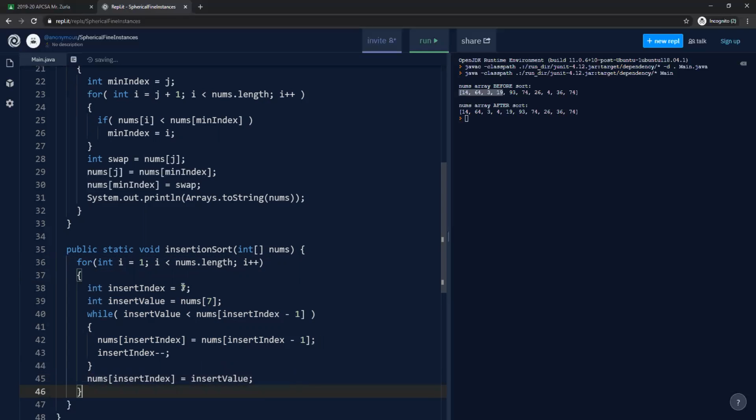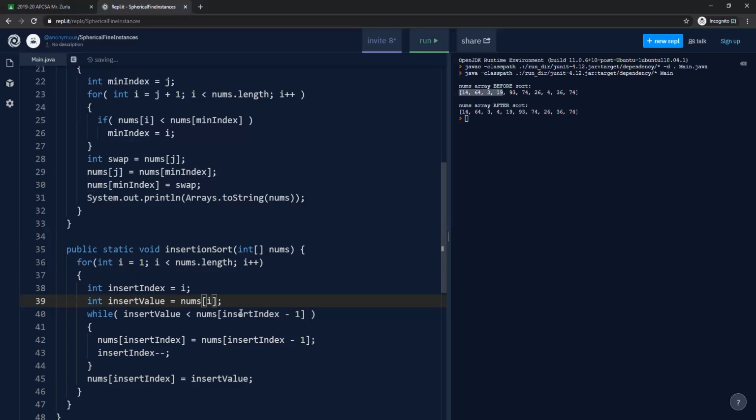Now, this number here is going to be index I, okay? So there's no more arbitrary, random 7. First time up, that's index 1. It's going to look to the left, see index 0, maybe pull off a swap, maybe not. Then we're going to start at index 2 and keep looking to the left.